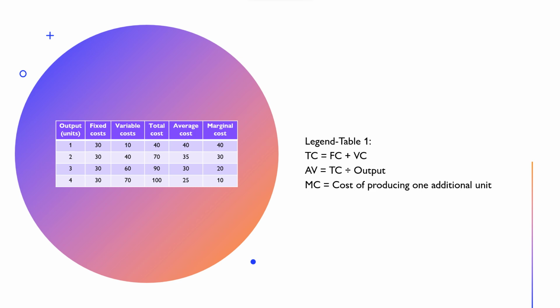Okay, coming back to the table, we notice that up to unit 4, the average cost is gradually declining from $40 to $25 because although variable cost is increasing from $10 to $70 as the output rises, the fixed cost remains constant at $30. Resultantly, the marginal cost of producing an additional unit is also declining from $40 to $10.